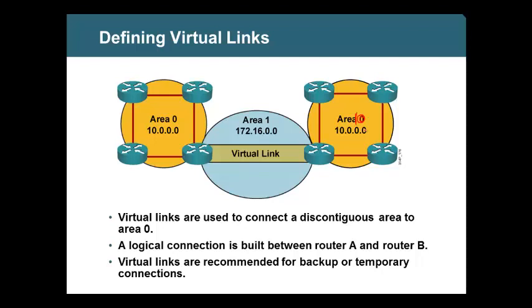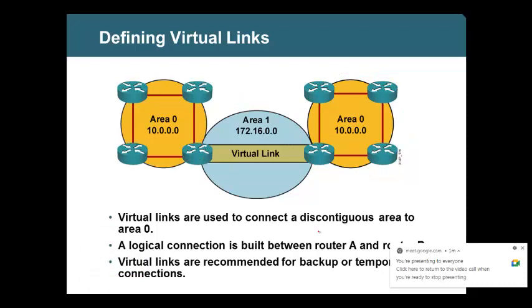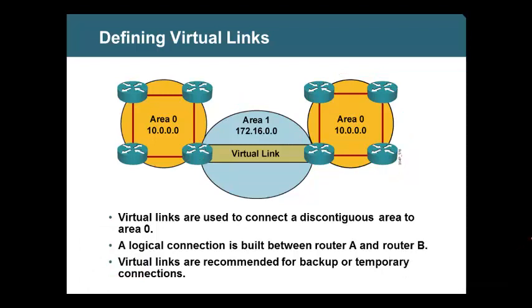Every area needs to be directly connected to area 0. Area 1 is connected directly to area 0, but area 10, for some reason, is away. What may be the reason? This may be a new building that is built inside your campus, and the routers inside the building are newly installed.